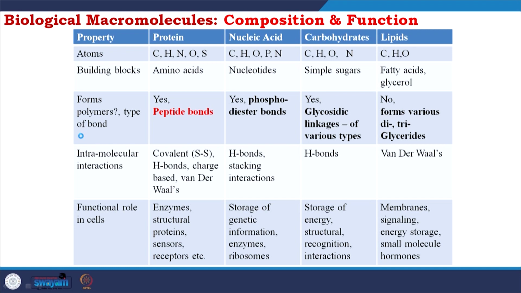Functional role in the cell. Proteins, as we discussed, work as enzymes, structural proteins, sensors, receptors, etc. Nucleic acid is a storage of genetic information. It also works as an enzyme in the form of ribozymes. Carbohydrates: storage of energy, structural formation, recognition, interactions. Lipids: membrane formation, signaling, energy storage, small molecules like hormones.